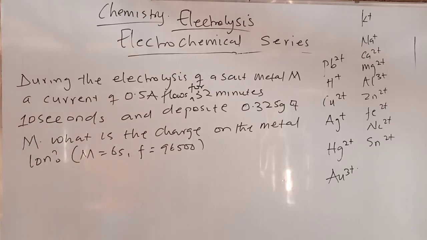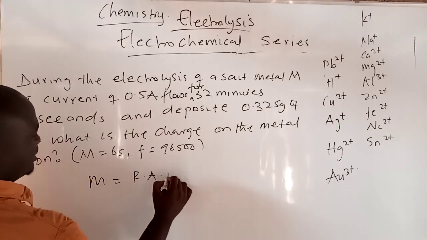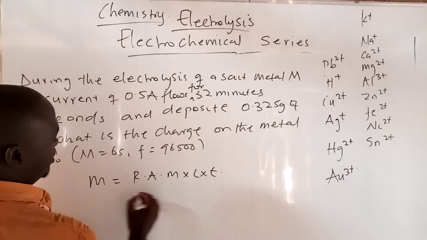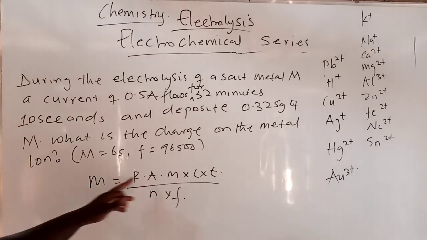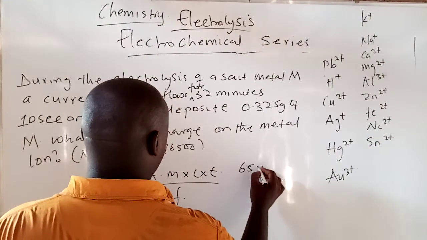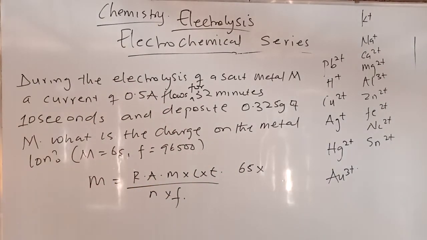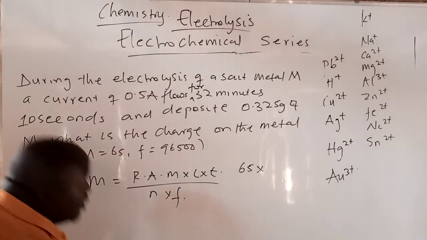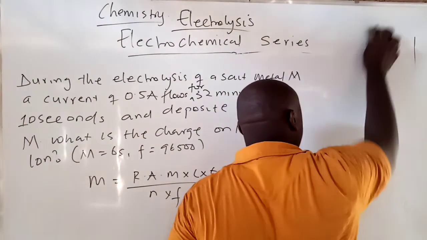Now, of course, we have our beautiful formula that M is relative atomic mass times current times time all over N times F. Of course, that is our formula. The relative atomic mass is 65 times the current. You can see that the time is 32 minutes, 10 seconds. It's so simple. Now, look at what you need to do. By now, you're supposed to have written it on your jotter.